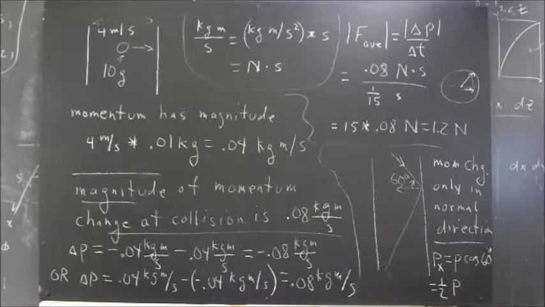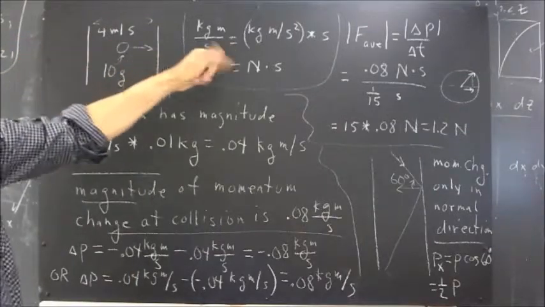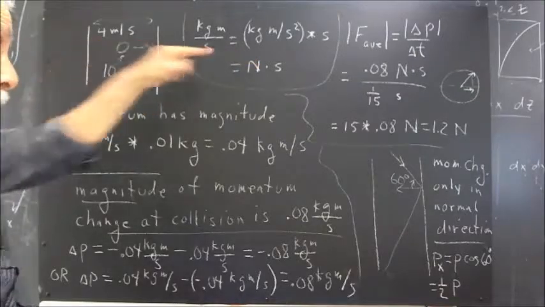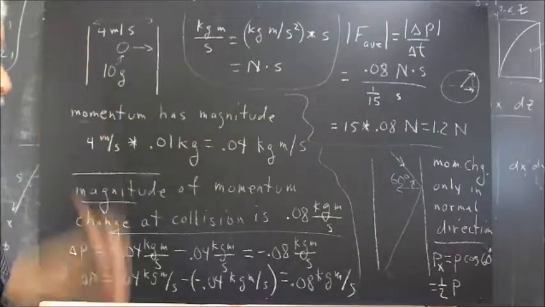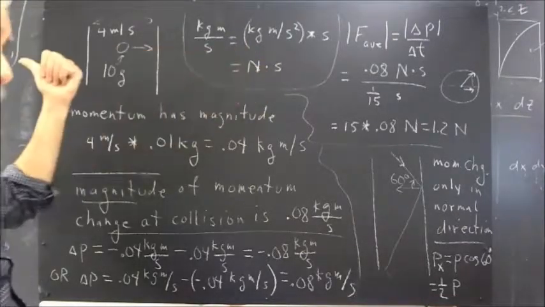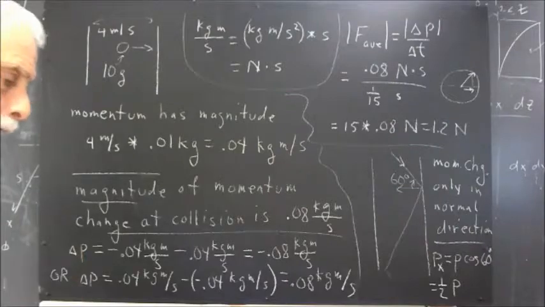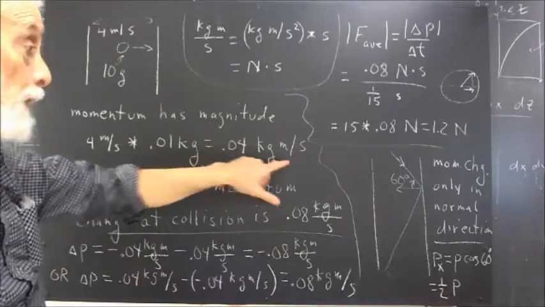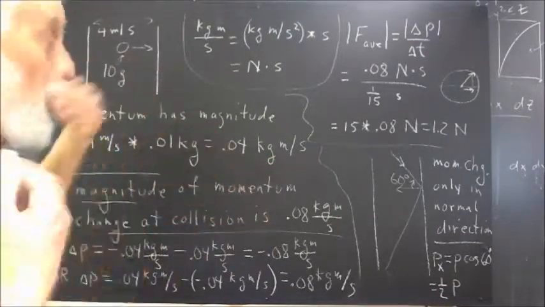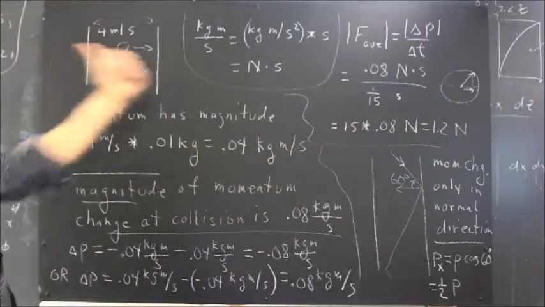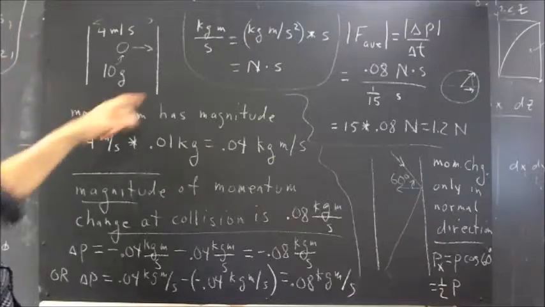However, the momentum itself is either positive or negative. If we take this direction to be the positive direction, then a momentum in this direction is positive, a momentum in this direction is negative. And if we go from a positive momentum to a negative momentum, we have a negative change in momentum. From a positive momentum to 0, if we went from 0.04 kilogram meters per second to 0, the change would be negative 0.04 kilogram meters per second. And then we'd turn around and we'd have another negative 0.04 kilogram meters per second to go from 0 to negative 0.04.